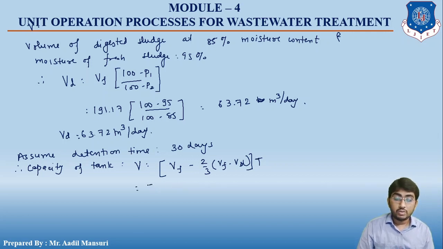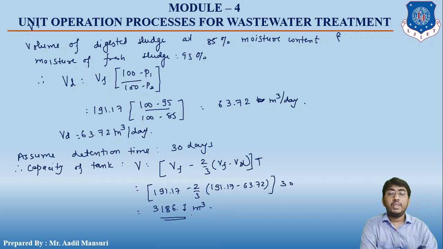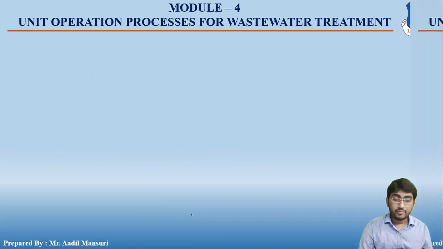So this will be equal to, what is the value of fresh sludge? 191.17 minus 2/3 (191.17 minus digested sludge 63.72), assuming for 30 days, right? So this will be equal to 3186.1 meter cube. So this will be the volume of the tank, right students? Now once you have found out the volume, assume depth and find out the area and the diameter.